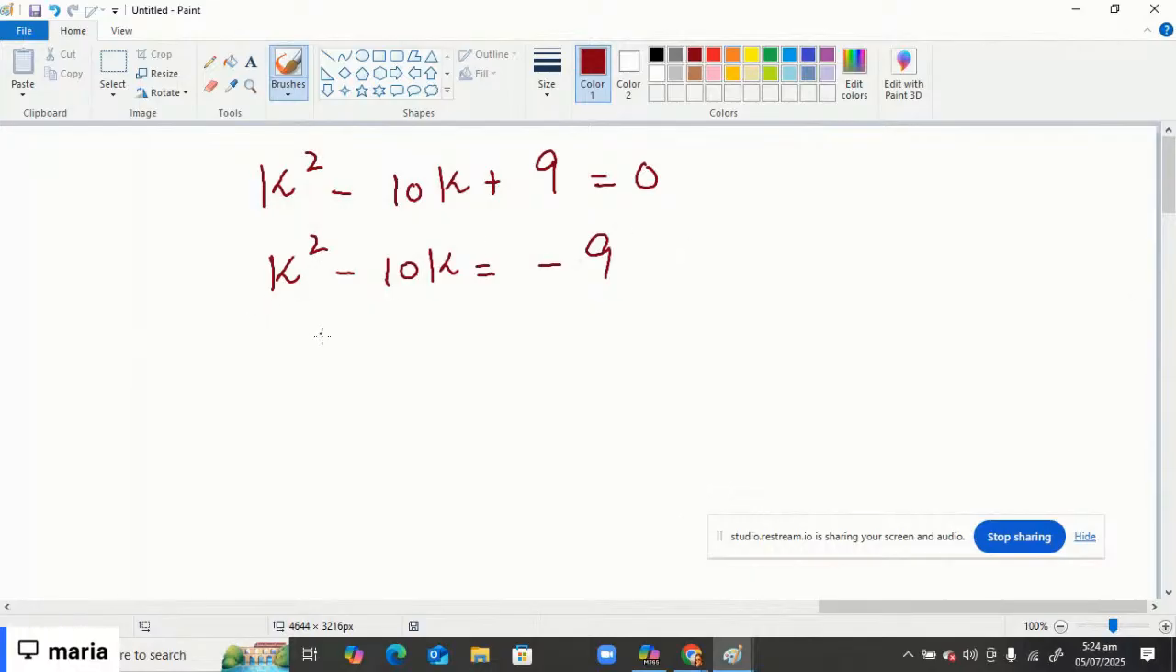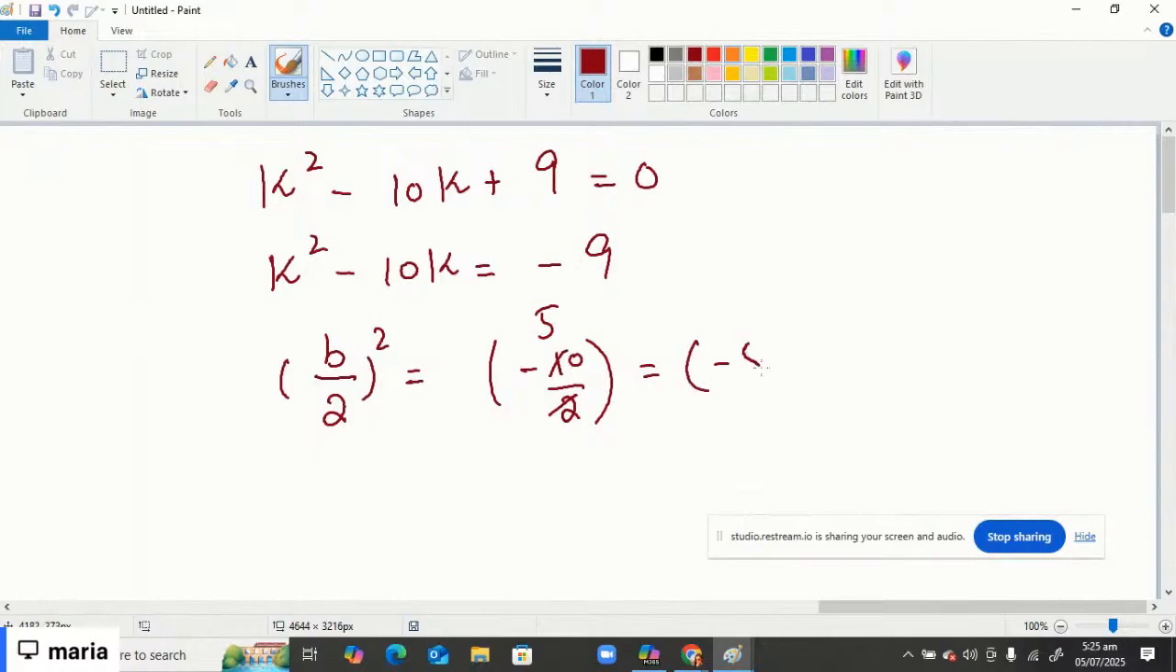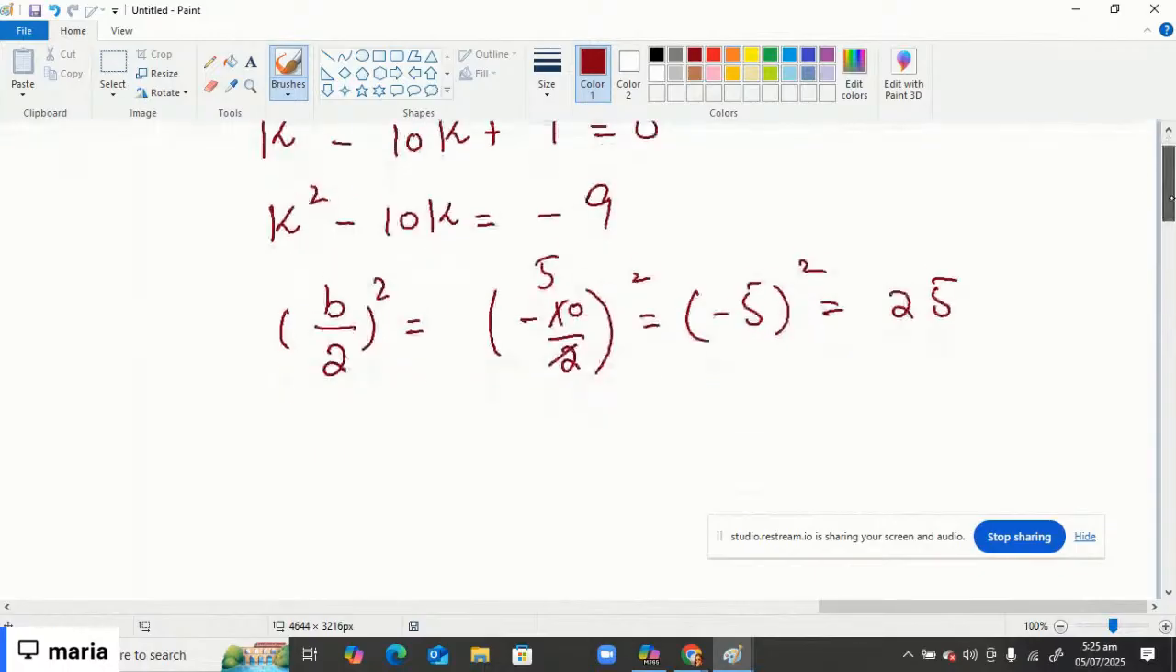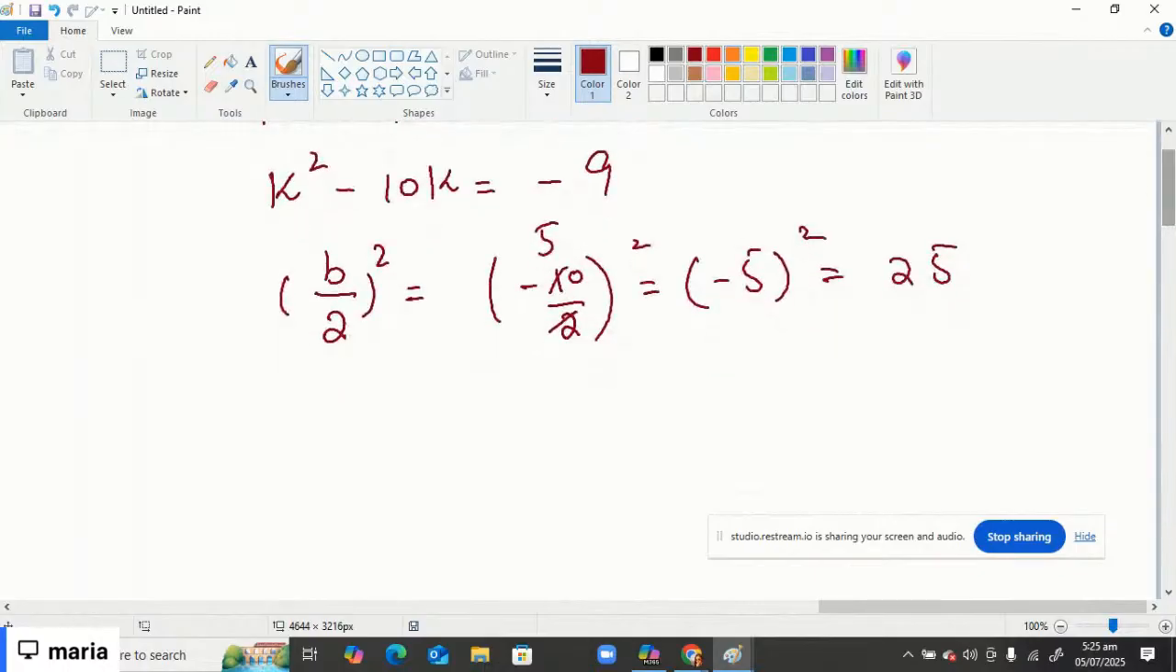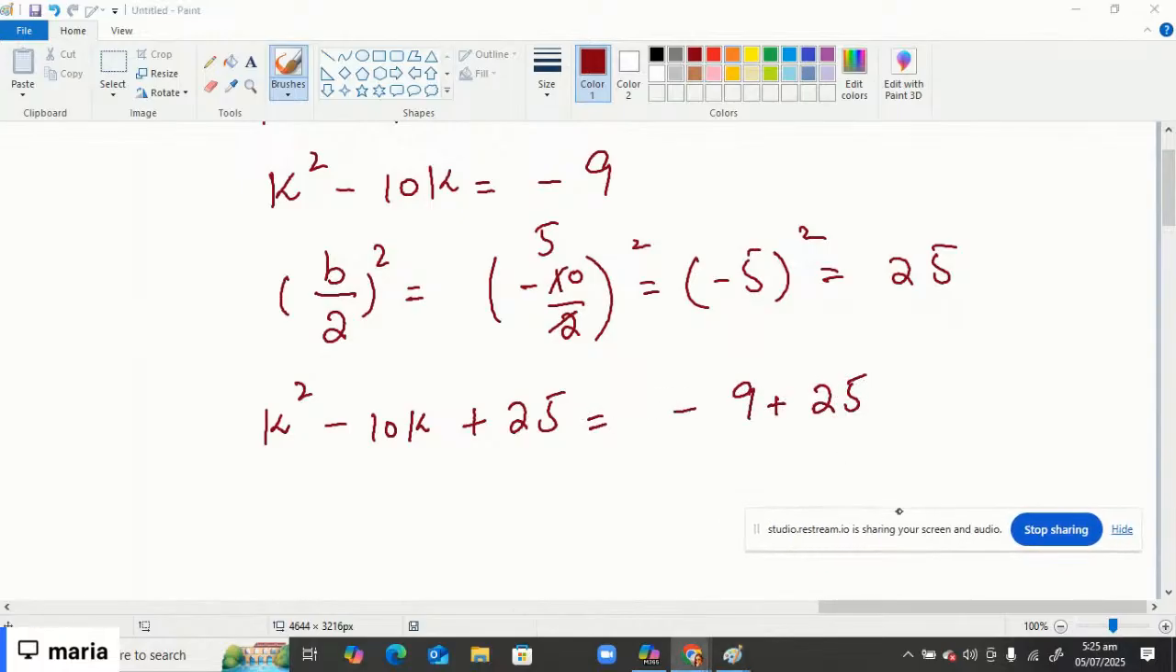Now what do we do? We take b by 2, then take the square. What is b? Minus 10 by 2. 2 times 5 is 10, then minus 5 square, this becomes 25. So k square minus 10k plus 25 is equal to minus 9 plus 25, adding to both sides.